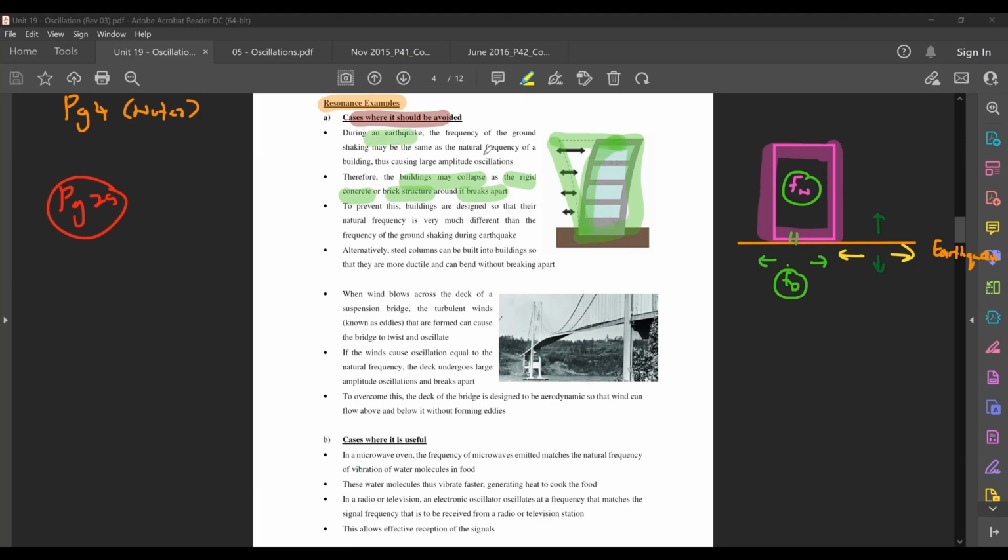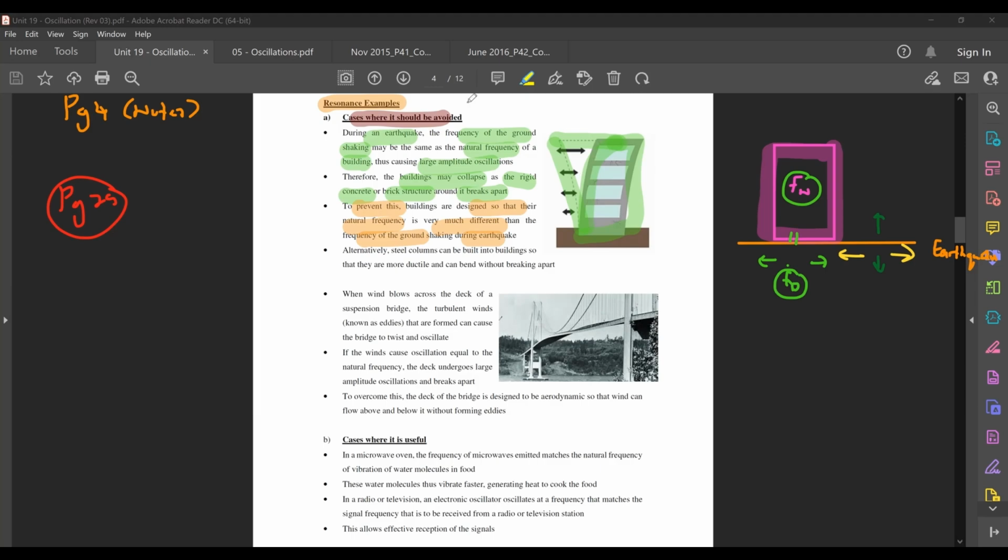That is because if, during an earthquake, the frequency of ground shaking is the same as the natural frequency of your building, you have a large amplitude of oscillation, and your building will start to collapse. Now, to prevent this from happening, you normally design your building so that the natural frequency is very much different from the frequency of the ground shaking during an earthquake. People have collected data over the years for earthquakes that occur all around the world, so they roughly know the frequencies at which the ground shakes. So they can design the building so that the natural frequency is far off from those frequencies.